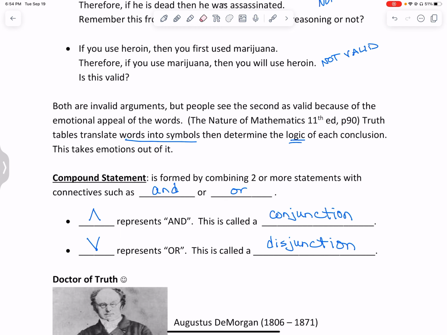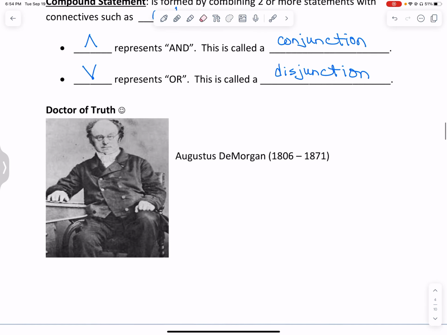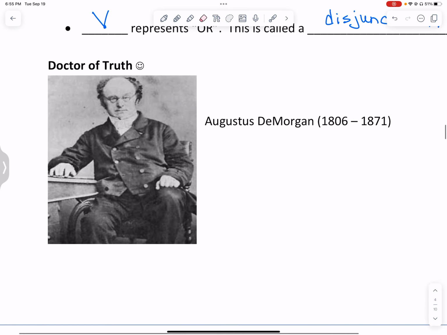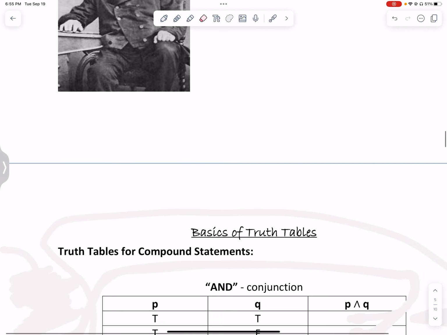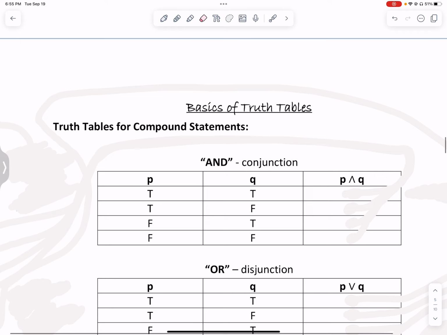The or is represented by that symbol right there, and this is called a disjunction. Okay, so who would come up with all of this? The doctor of truth, Augustus de Morgan, was one of the main people that came up with these truth tables. So we're just going to do some basic truth tables.